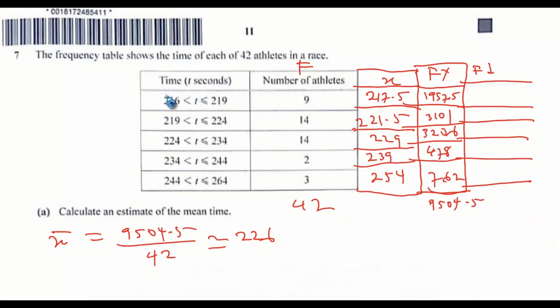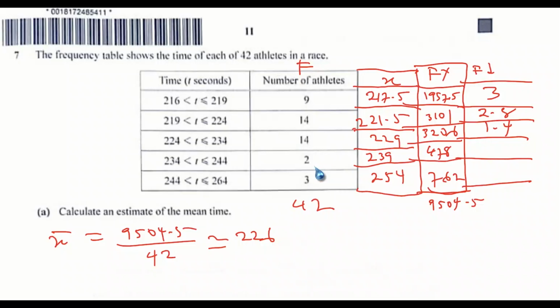So 217, 218, and 219. The class size here is 3, so 9 divided by 3 will be 3. The class size for this next row is 5, so 14 divided by 5, you get 2.8. For the next one, the class size is 10, so 14 divided by 10 is 1.4.